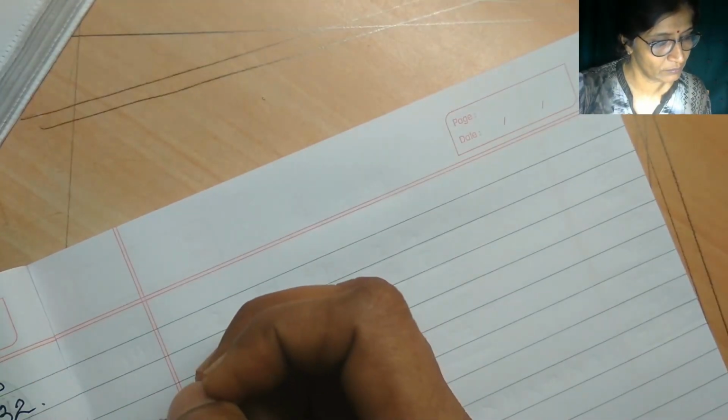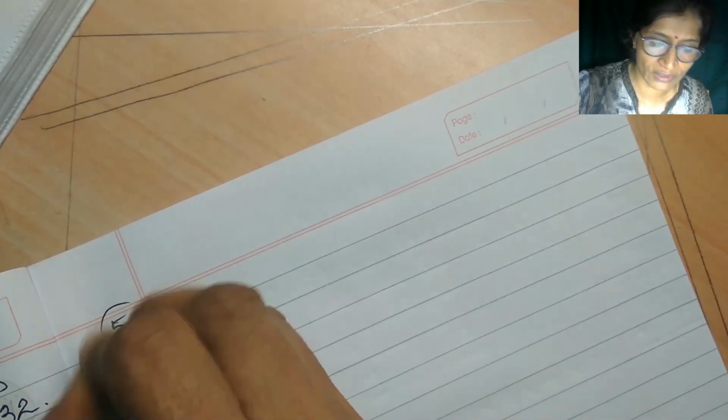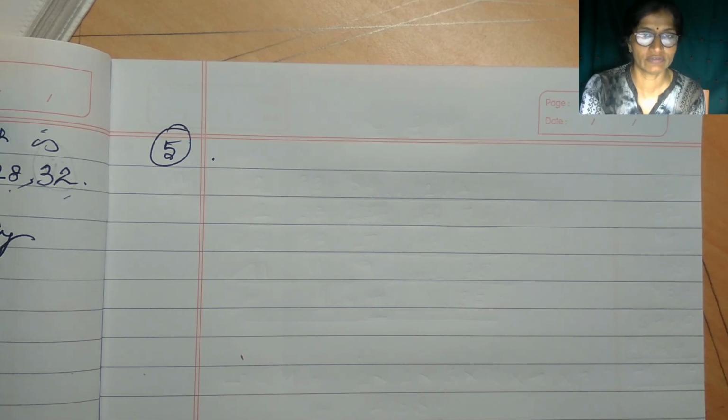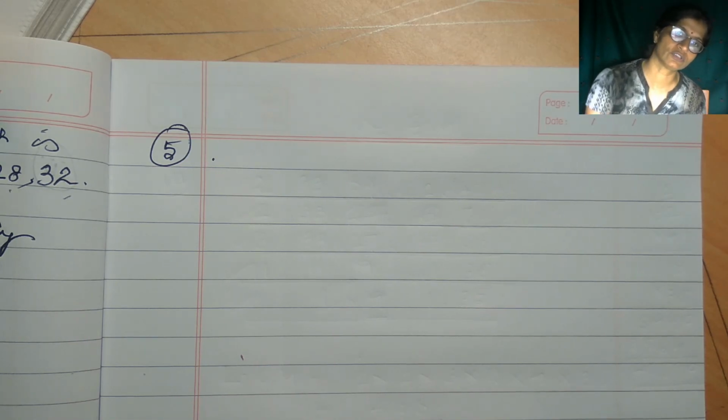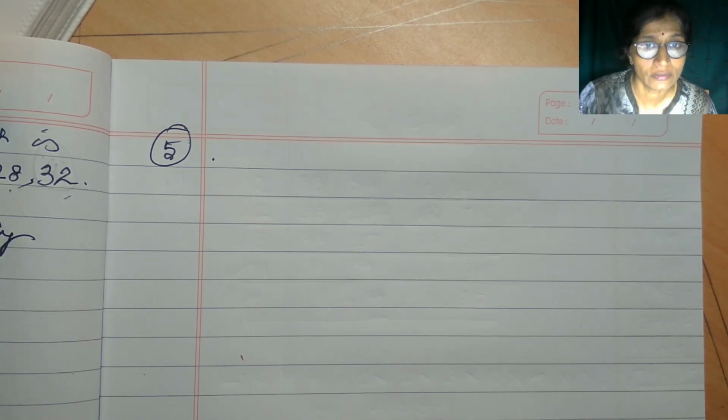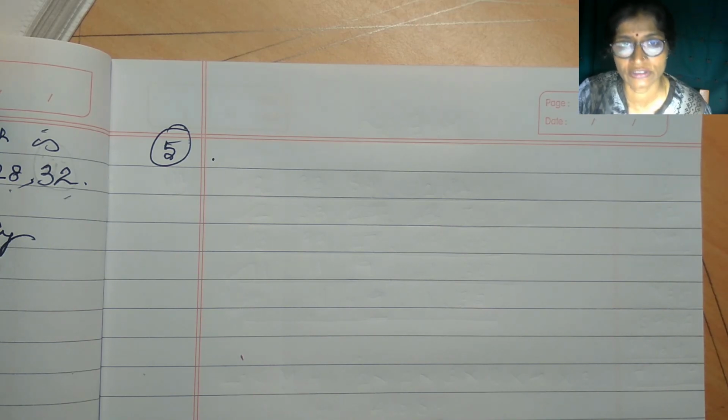Next type of sum is that, suppose I ask you the least 2-digit number which is divisible by, suppose, 3 and 4, or 3 and 6. I'm asking you the least 2-digit number which is divisible by 3 and 6. What will you do?